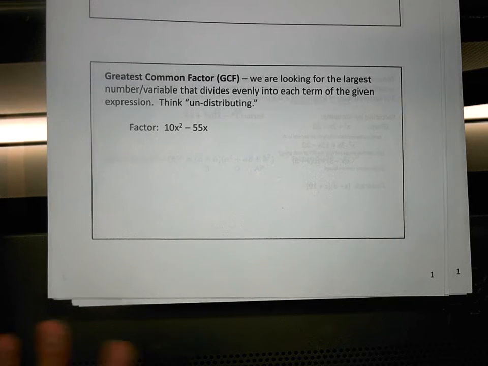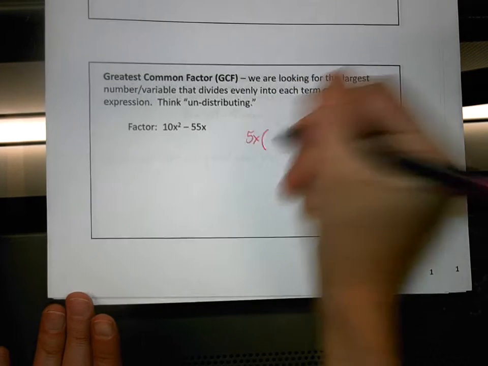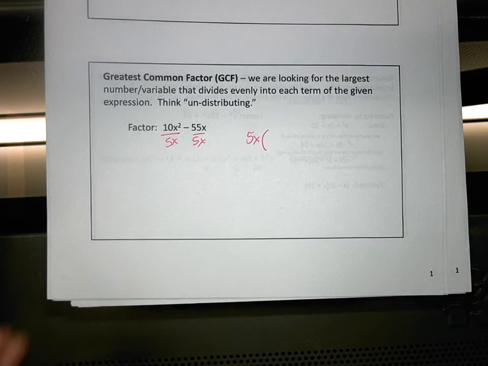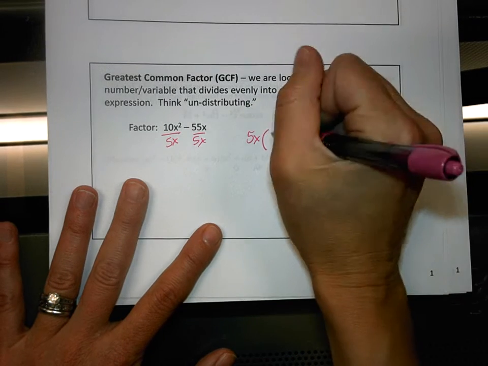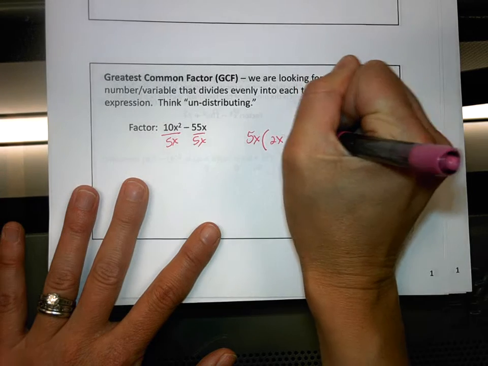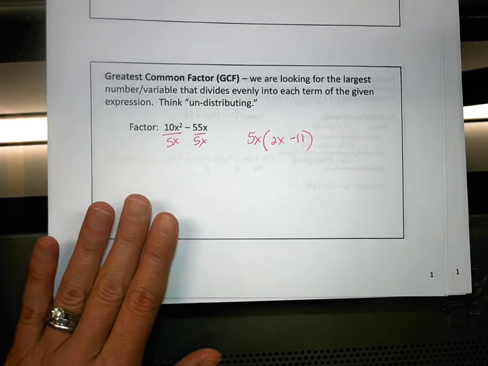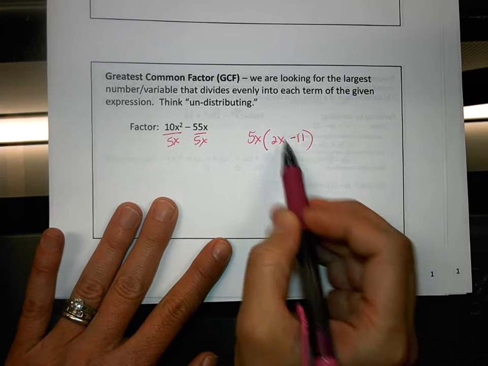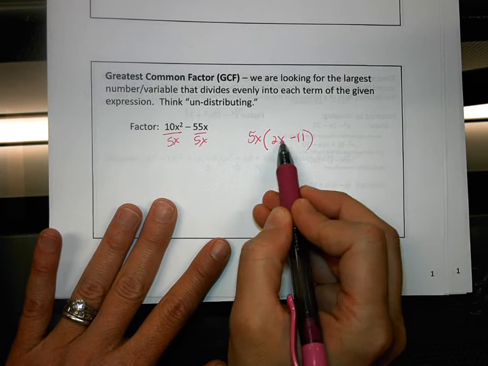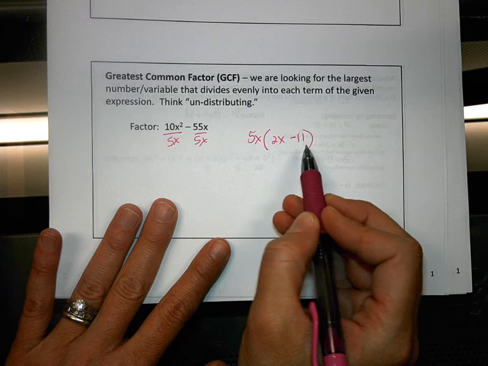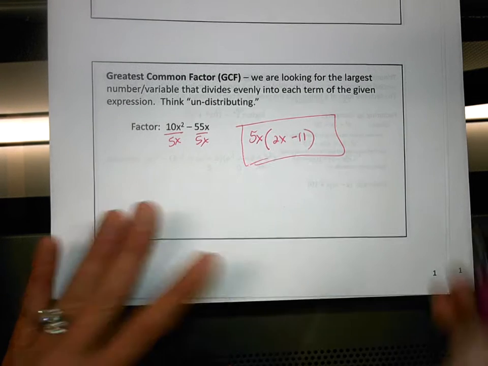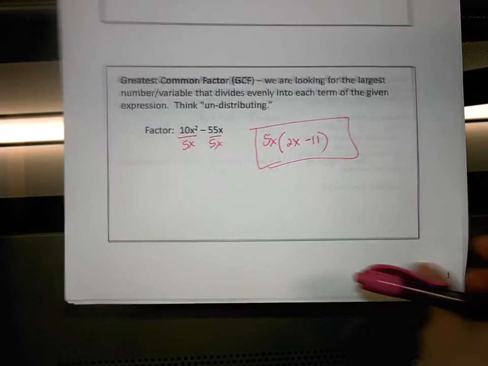So 5x is correct. And we divide each of these by 5x, and when I do that, I'm left with 2x minus 11. Okay, and you can always double check what you've done is correct by redistributing through. Also, double check that when you divide out, there is nothing more that I could have divided from these two that is the same. Okay, GCF. Whenever we're factoring, always check for GCF first.